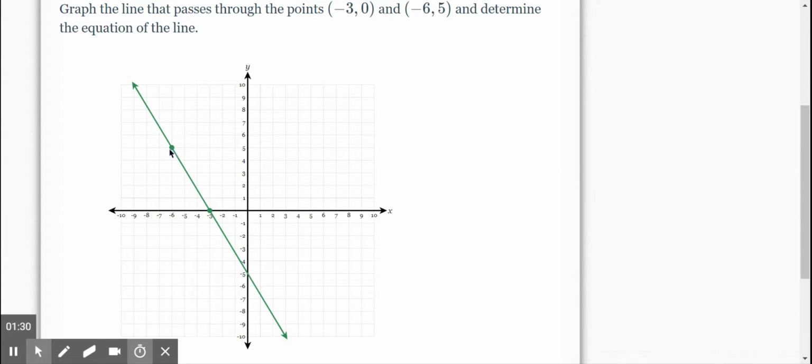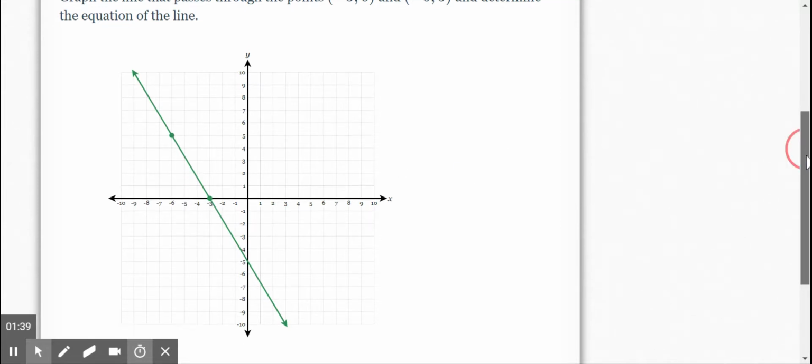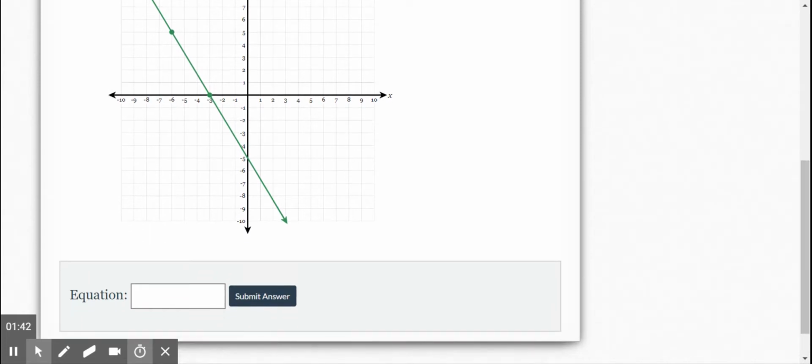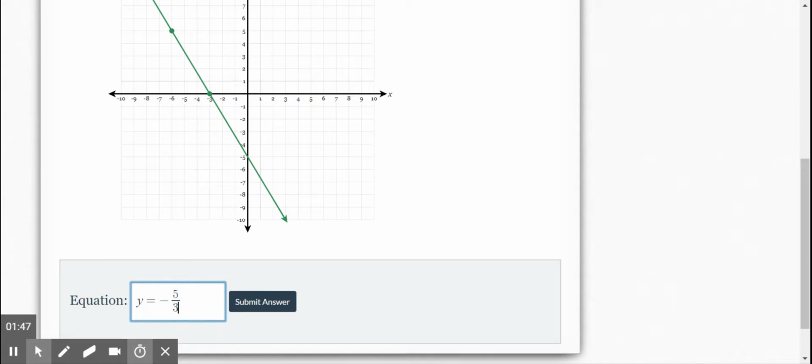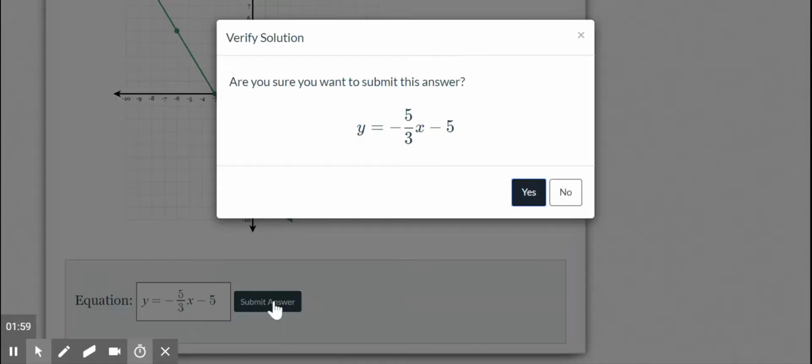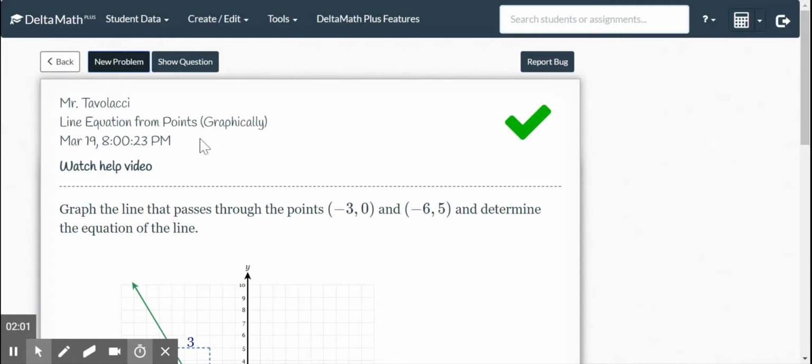Okay, now let's see. We drop 1, 2, 3, 4, 5 and run 1, 2, 3. So we have a slope of negative 5/3. Now we go through the y-axis and it looks like about negative 5. So slope-intercept form, y equals negative 5/3 x minus 5. And that's our answer. Let's try another problem.